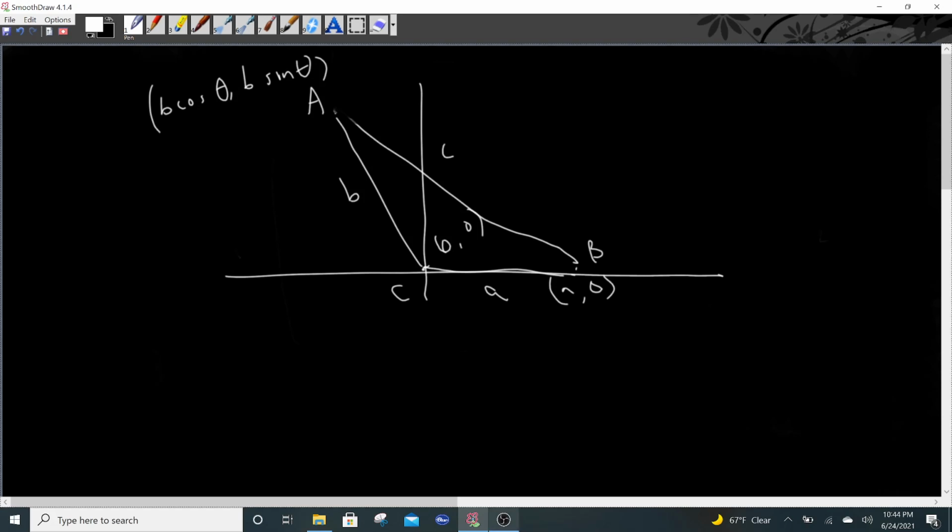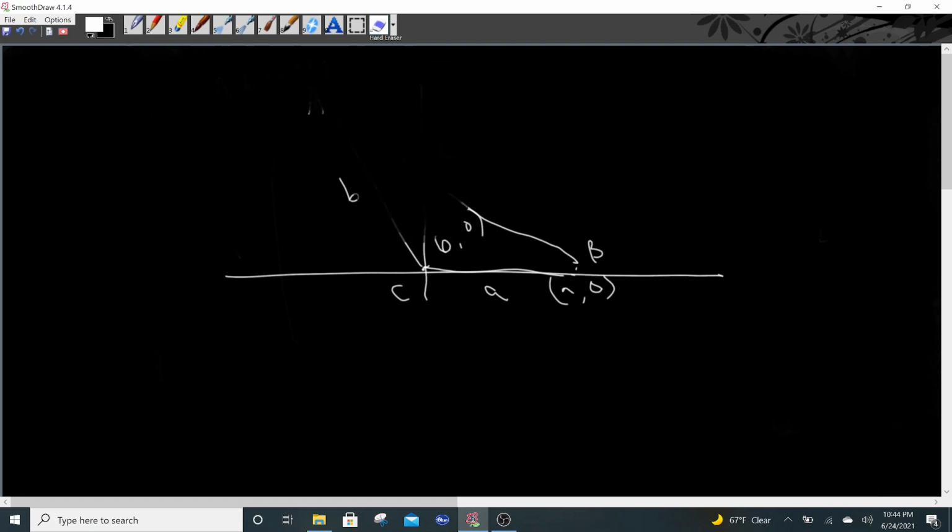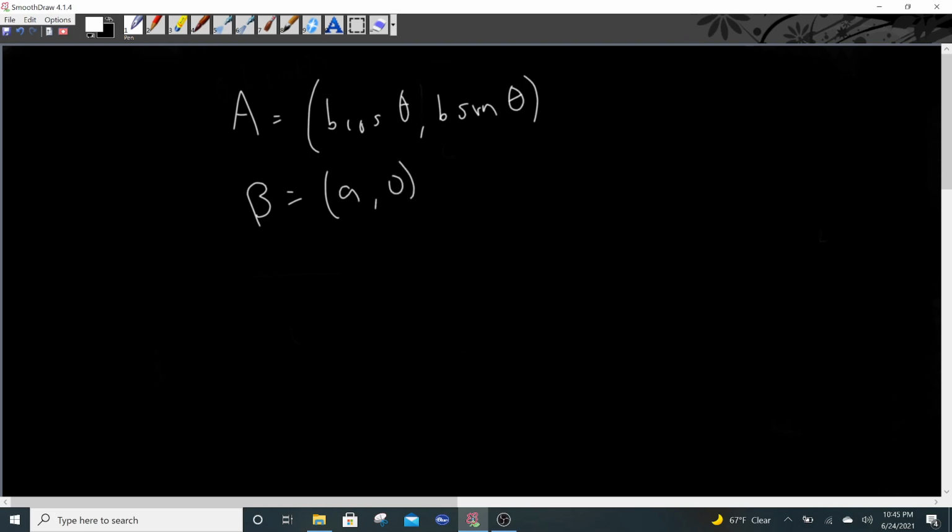B cosine theta and B sine theta are just representations of values that would help us make a more general case for our law of cosines. We're going to use some elementary algebra, and we'll have it. So our endpoint for A is equal to B cosine theta, and then B sine theta for the y coordinate, and then B is equal to the point A, 0, and then C is the origin, or 0, 0.